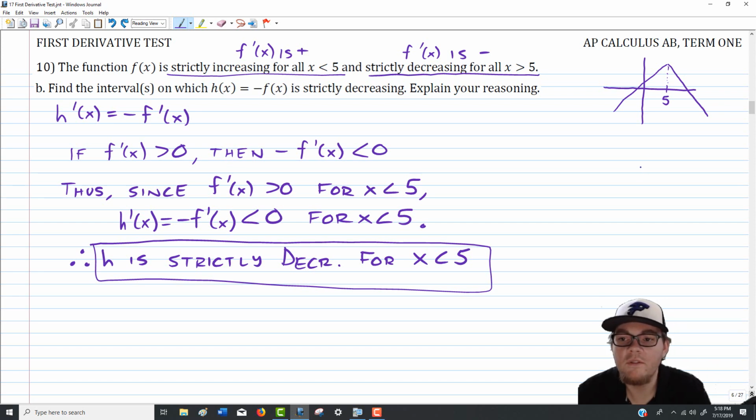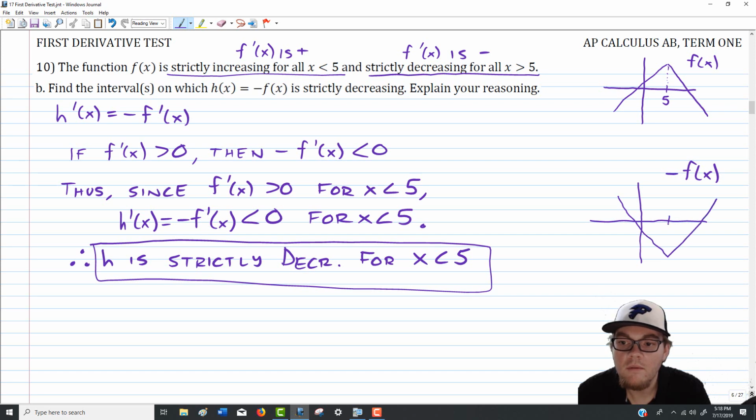And another way to look at this is graphically. Another way to just confirm what we're talking about here is if we take this as f of x, and we want to instead graph negative f of x, think about what happens. All that happens is the entire graph flips. So instead of being up there, we end up with this shape. And therefore, where negative f of x, also known as h of x, is decreasing is now over here, the same values for which f was increasing.